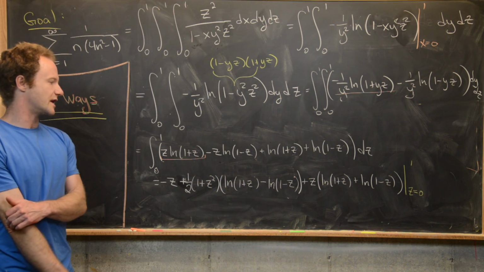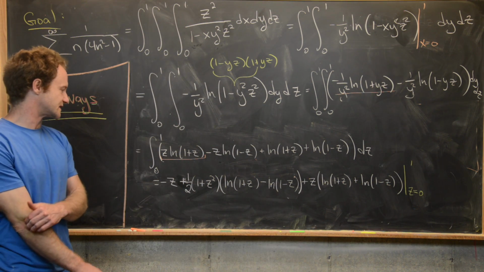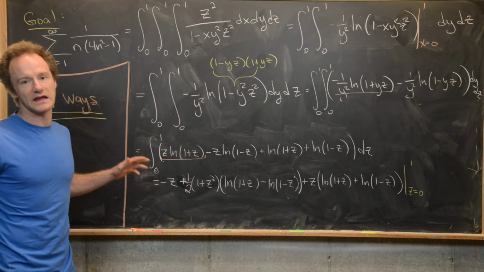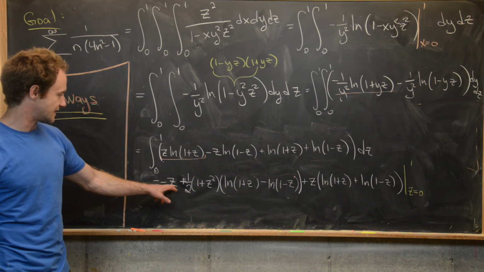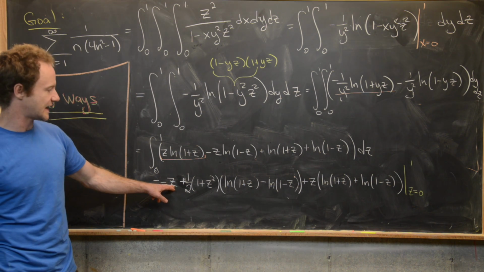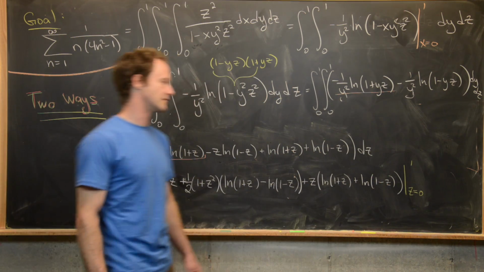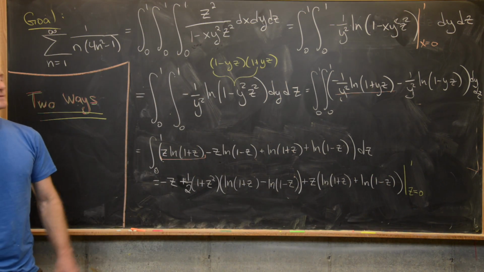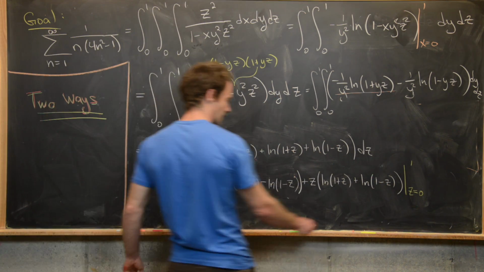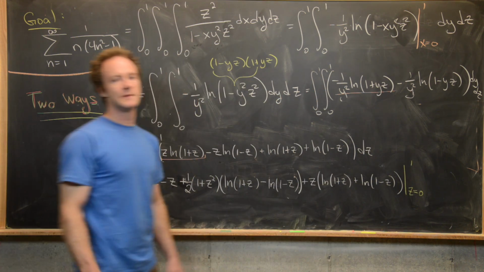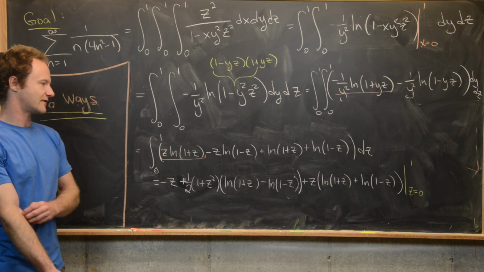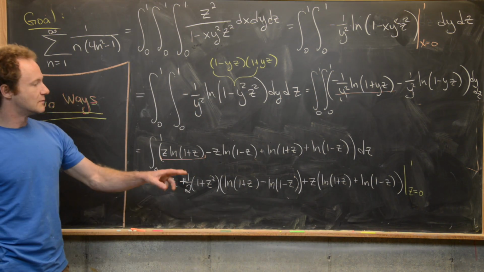So the first thing that I want to notice is if I plug z equals 0 into this, everything cancels. Obviously plugging z equal to 0 here cancels it. Then we have natural log of 1, natural log of 1, natural log of 1, natural log of 1. So those all cancel. So now all we have to worry about is plugging in z equals 1, keeping in mind sometimes we're going to have to interpret this as a limit, but we'll get to that.